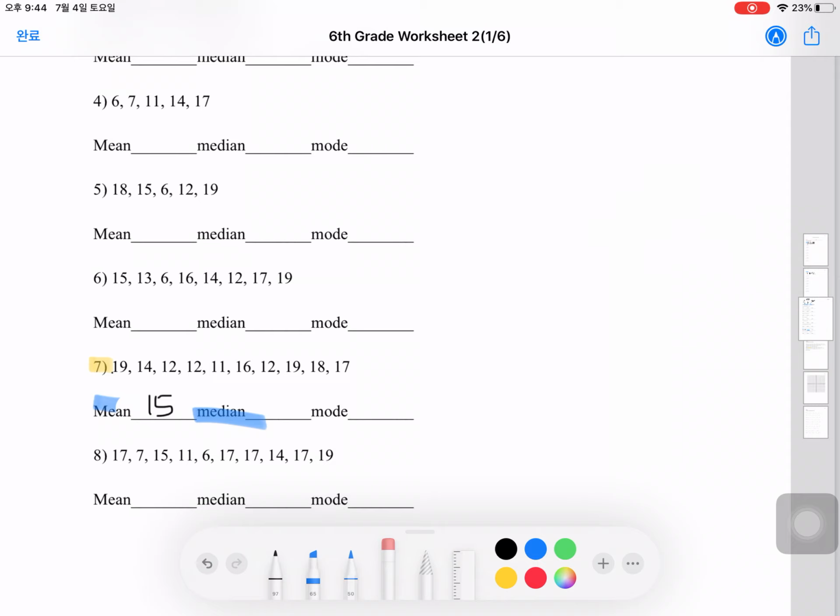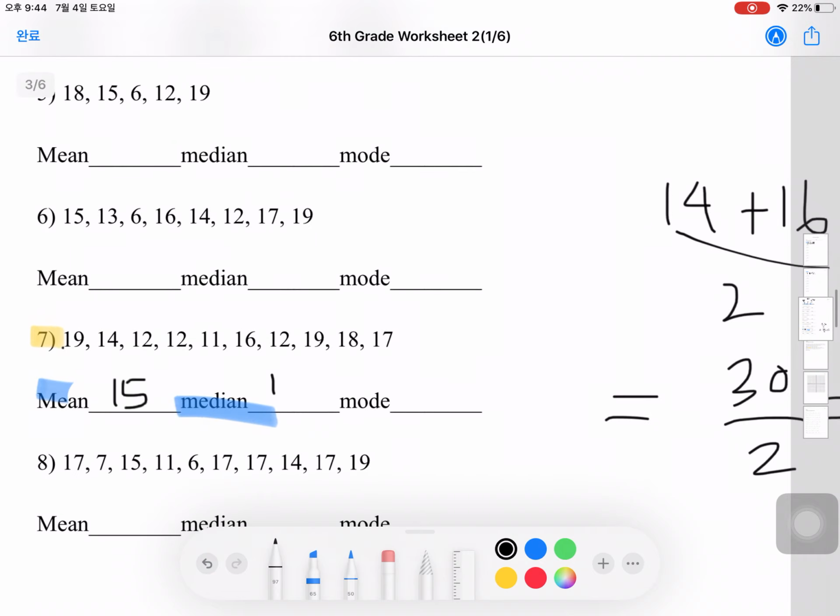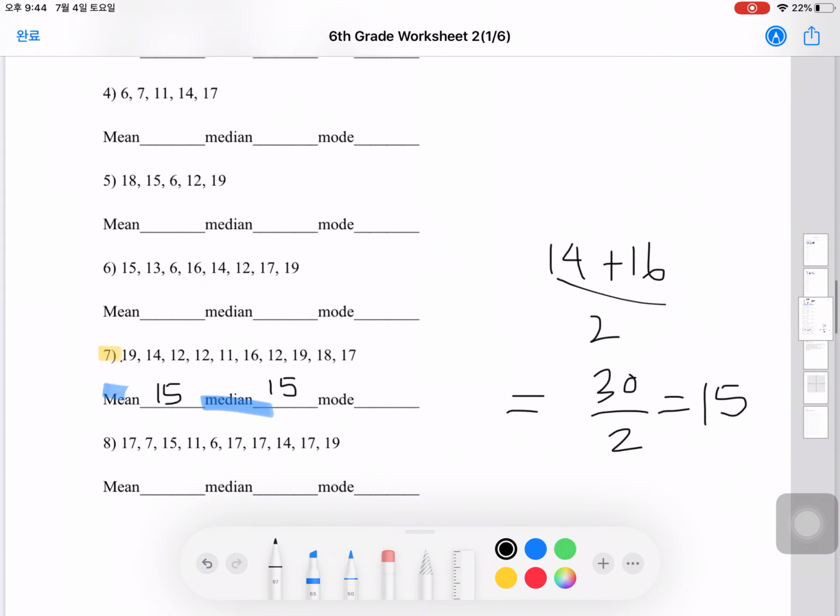So if we add 14 and 16 and divide it by 2, that comes out to be 30 divided by 2, which is 15. So the median for this set of numbers is 15.